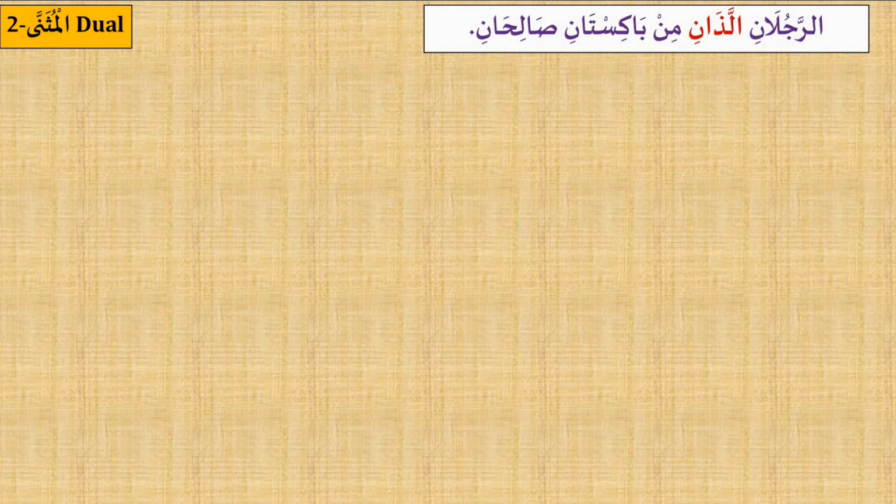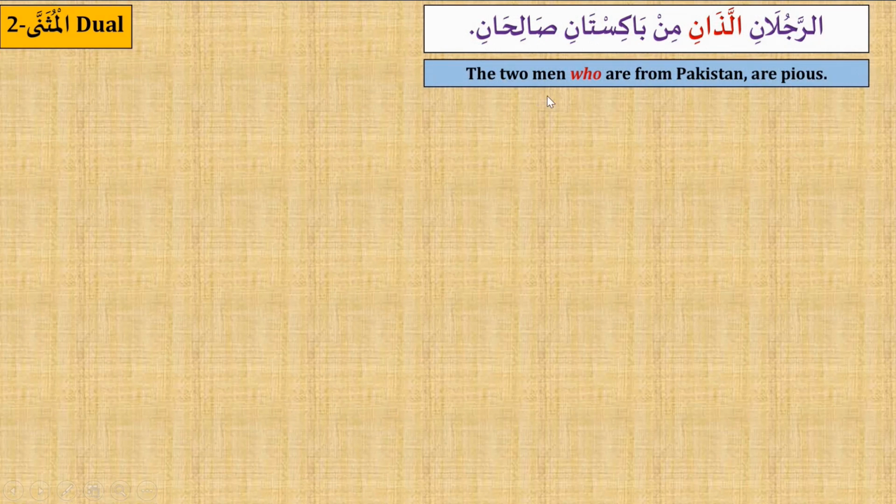And the next one is المثنى, dual relative pronouns. Example. الرجلان اللذان من باكستان صالحان. The two men who are from Pakistan are pious. الرجلان, the two men. اللذان, who are. من Pakistan, from Pakistan. صالحان, are righteous.